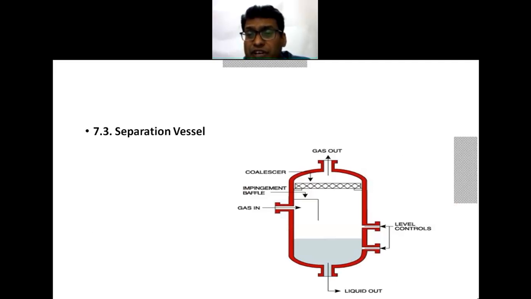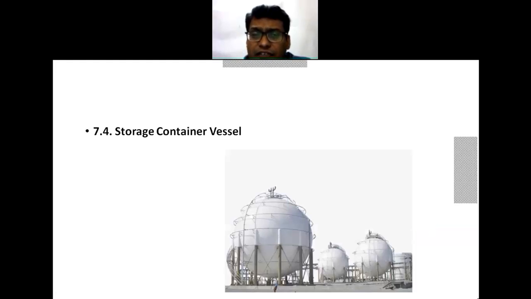Then the separation vessels. In a separation vessel, there is a mesh available inside, which impinges on whatever liquid has accumulated, and that will be taken out from this mesh. So gases will go out and the liquid is taken out from the bottom, depending on the level. So this is the separation vessel, for separation of gas and liquid.